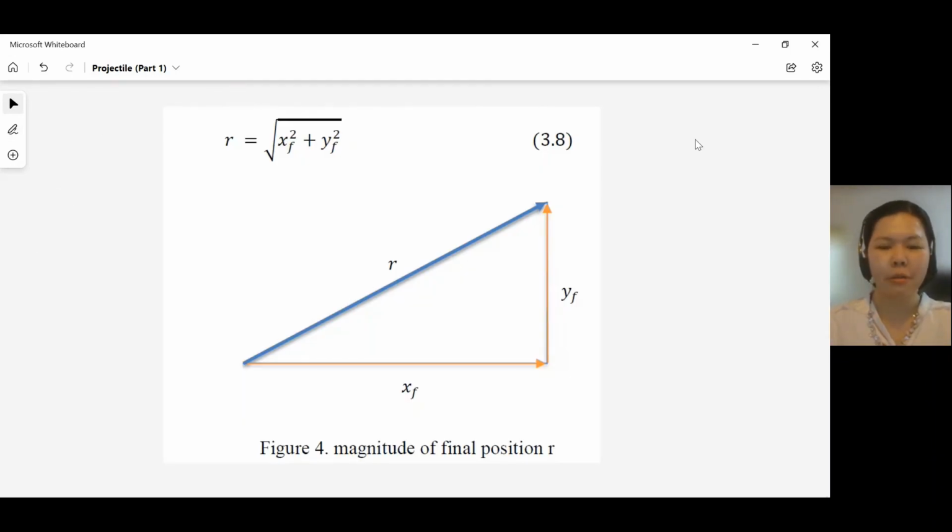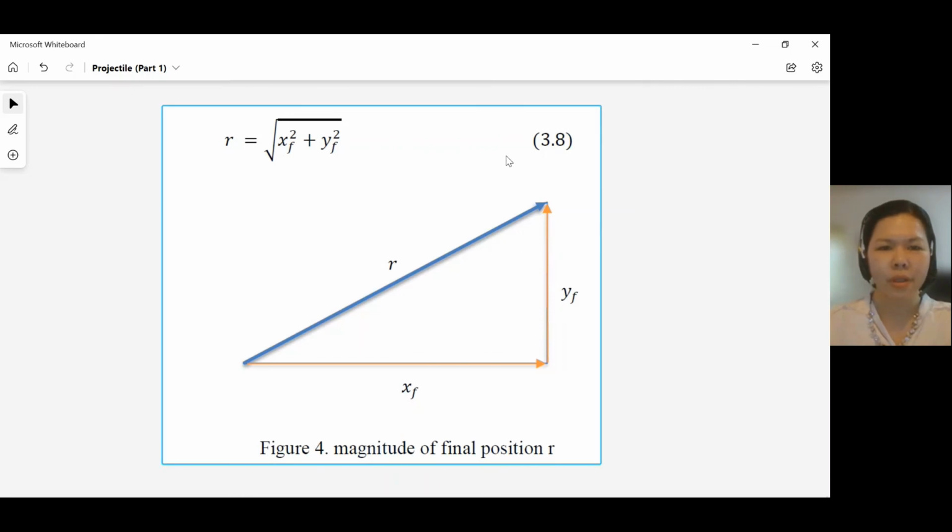Finally, using the Pythagorean theorem, which states that the sum of the squares on the legs of a right triangle is equal to the square on the hypotenuse, we get the magnitude of the final position R of an object at any point in the projectile using the equation R is equal to the square root of xf squared plus yf squared. Note that xf is drawn to the right because in our sign convention, to the right is positive. Yf is also going up because in our sign convention, upward is positive.